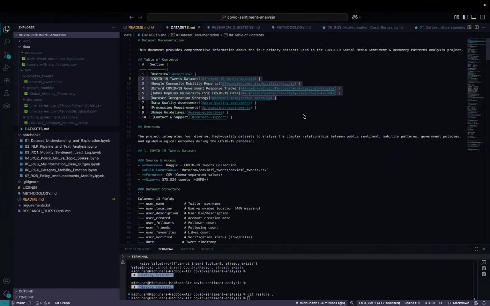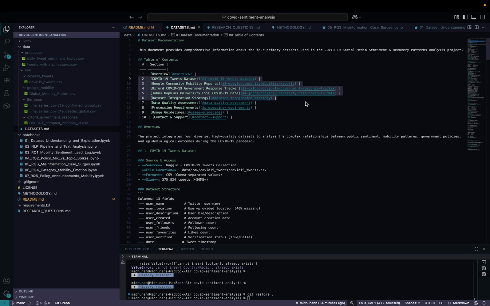And next is the Google Community Mobility Reports. This has all the mobility reports during that time frame. And then we have the Oxford COVID-19 Government Response Tracker. That is also a reliable data set. And then we have the JHU CSSE COVID-19 dataset. What's special is that these are 4 different massive datasets which have around 3 lakh tweets, 2.3 million mobility records, and hundreds of thousands of policy and case records.